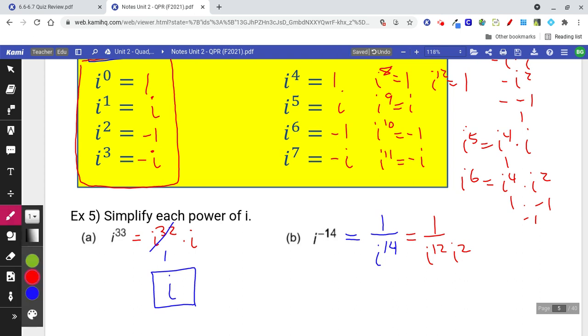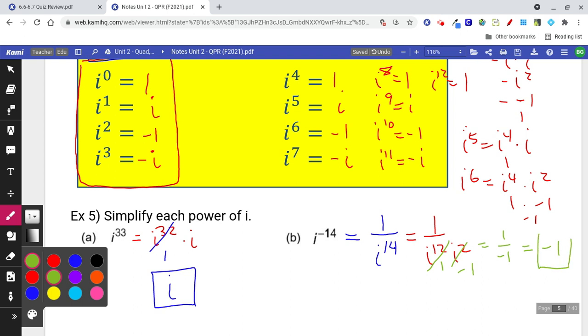And i to the 12th is 1, and i squared is negative 1. You can have 1 over negative 1, which is negative 1. Another way to do that more directly, I think it's a little bit harder to think about, is if you say, well, i to the negative 14 is equal to i to the negative 16 times i squared. And i to the negative 16 is your multiple of 4. So that's 1, and i squared is negative 1. That's negative 1. Either way.